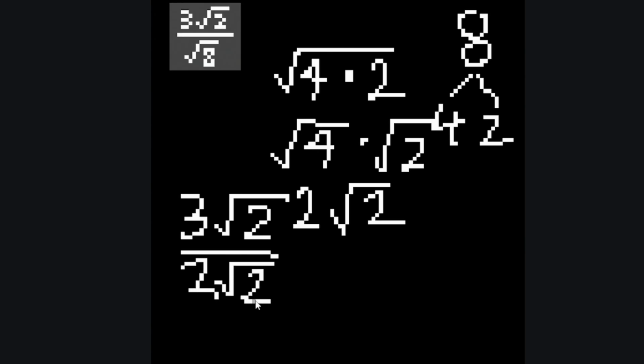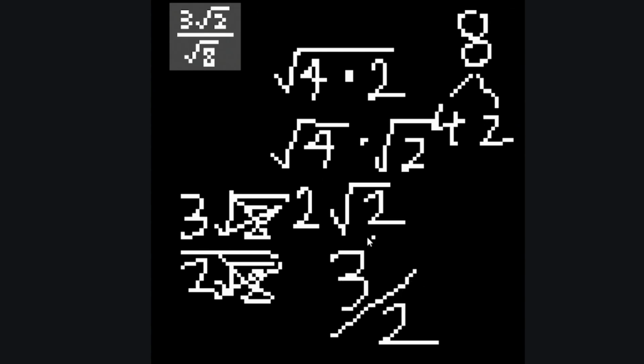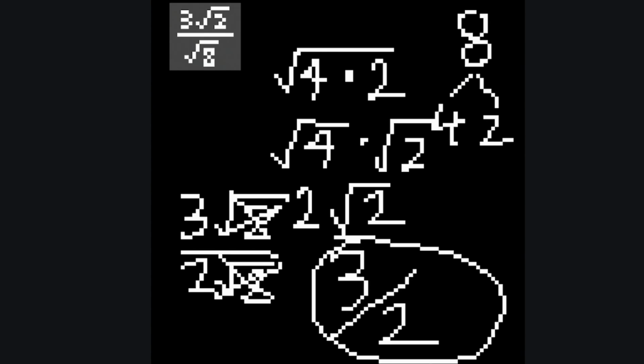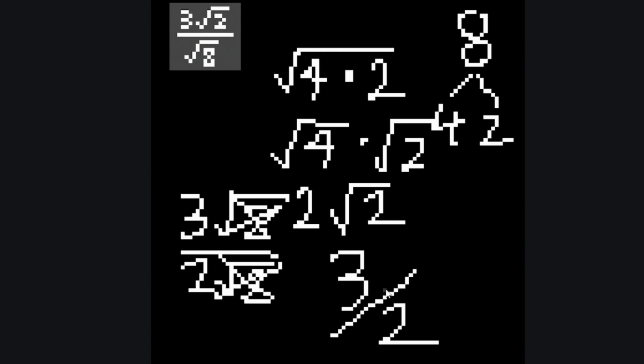Wait, it shares a common factor, the square root of 2. Meaning, we can try canceling them, which just leaves us with 3 over 2. That is our final answer. As 3 and 2, I don't think you can simplify that.